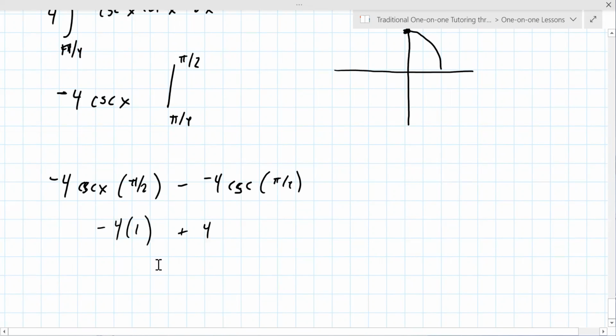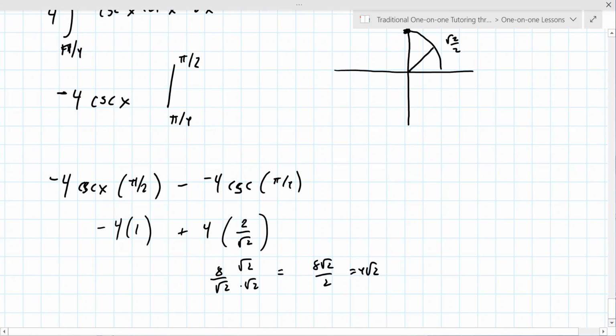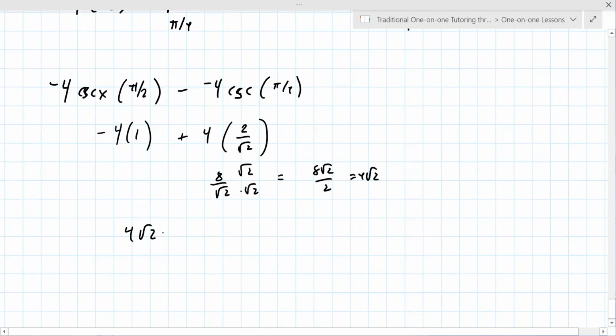At pi over 4, the sine value is the square root of 2 over 2. But because it's cosecant, it's the reciprocal of that, so it's 2 over the square root of 2. So this is 8 over the square root of 2. You would be expected to rationalize, so you get 8 root 2 over 2, which is 4 root 2. So this ends up being 4 root 2 minus 4 as your final answer.